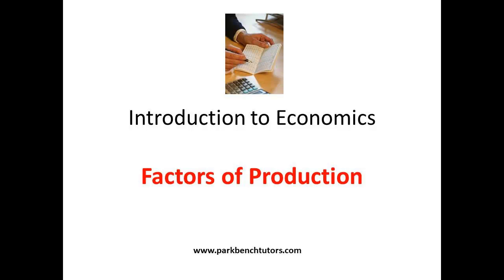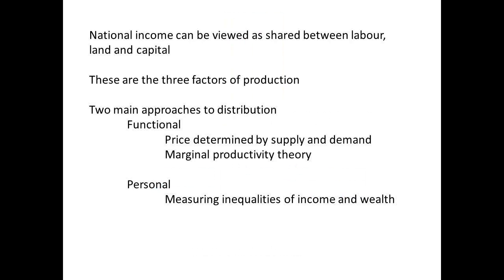This podcast is about the factors of production. National income is viewed as income that is shared between labour, land and capital. How are the relative shares determined? We shall examine this briefly in this podcast. Labour, land and capital are the three factors of production.